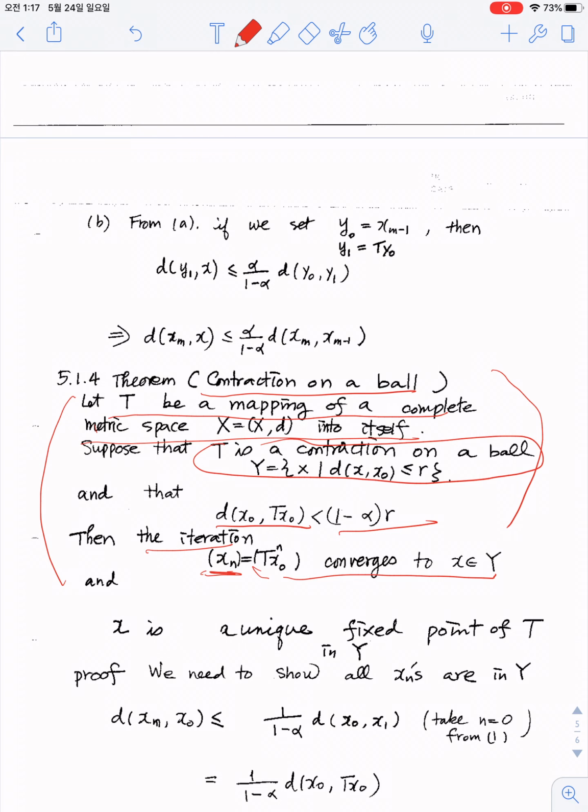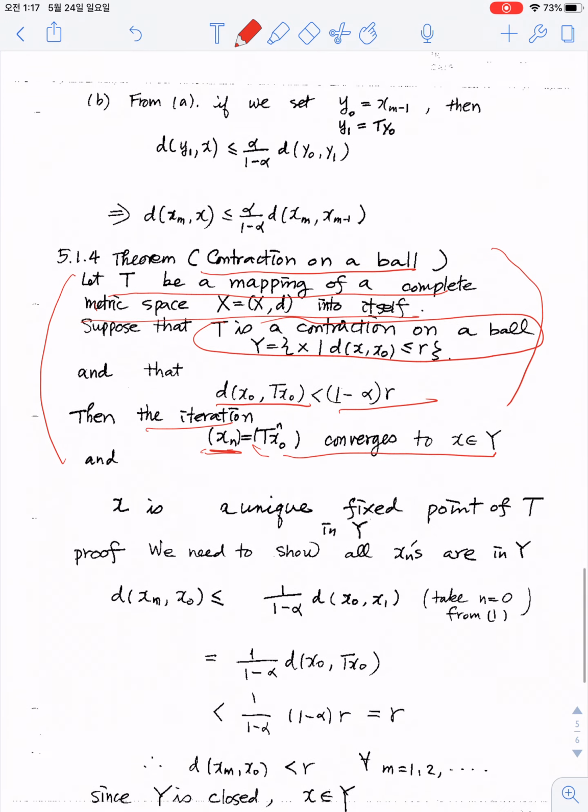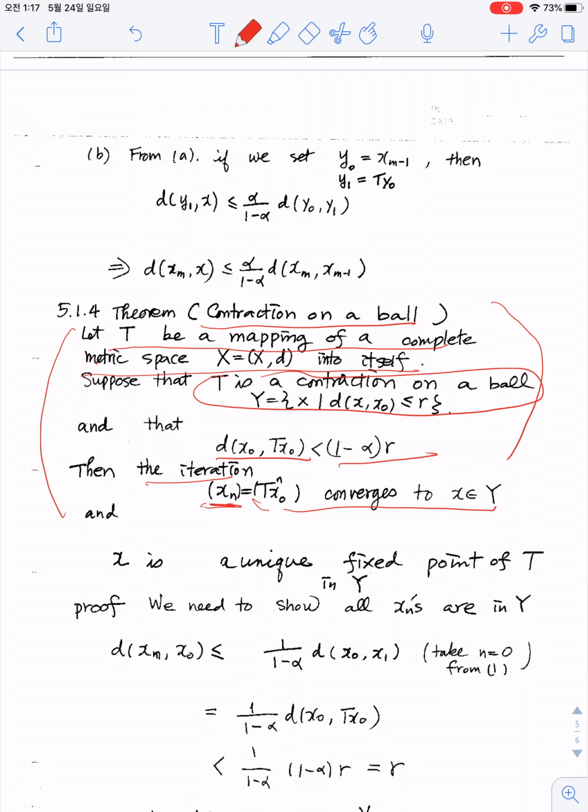I want you to look at our notes. This is the end of chapter 5, and the rest of chapter 5 you can read by yourself. Whenever you need it, when you do research, you can look at the textbook.